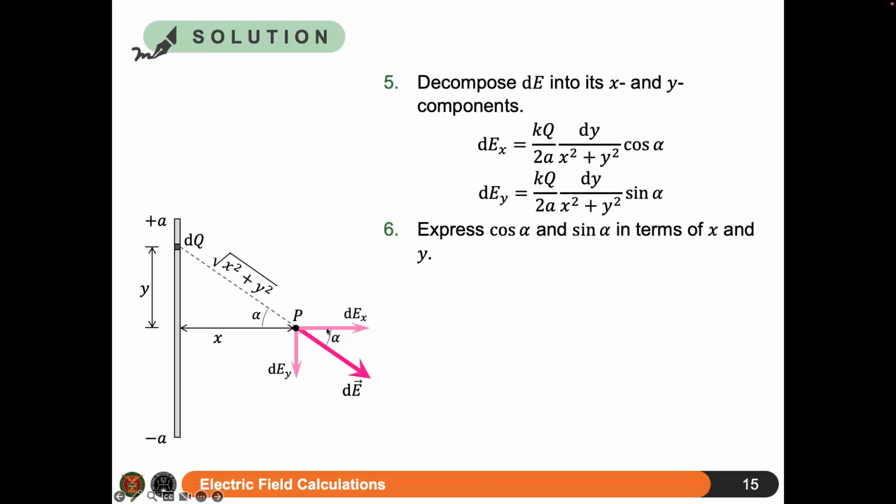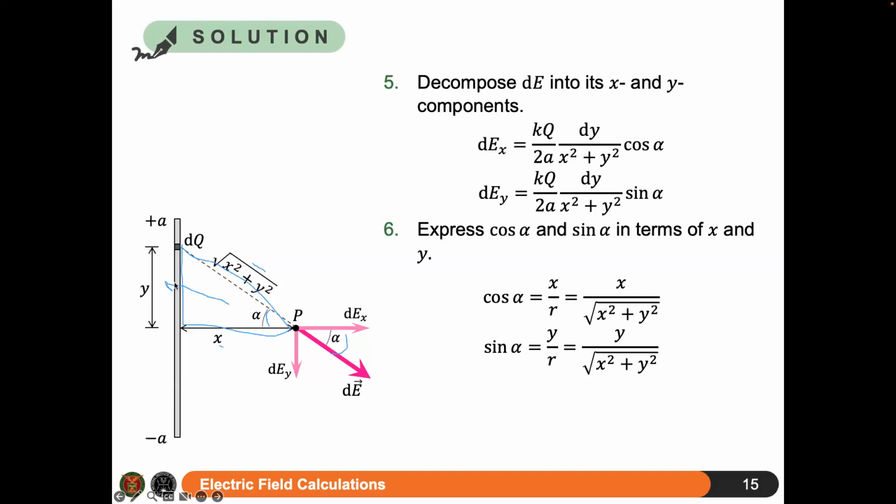So madali lang yan. Alpha din dapat ito. Okay? So, pwede tayo mag-SOH-CAH-TOA in this triangle. Kasi ito yung alam natin yung dimensions. So, cosine alpha is adjacent x over hypotenuse r. Yun yung x over r. Magiging ganyan. And for sine alpha, that will be opposite naman. So, opposite naman ng alpha is y, over the hypotenuse r, which is just square root of x squared plus y squared. Okay.